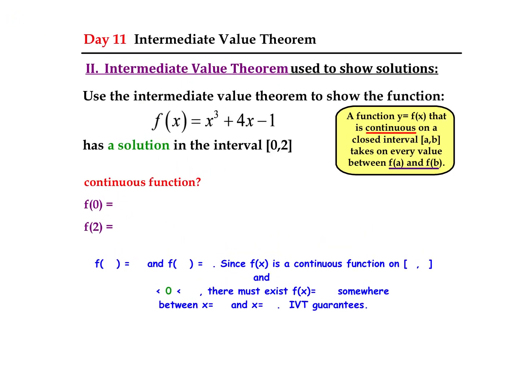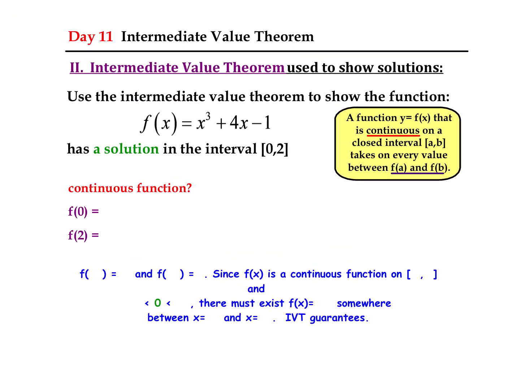All right, so now how do we put this to work? I want to use the intermediate value theorem to show that this function, x cubed plus 4x minus 1, has a solution, so it has an x-intercept in the interval 0 to 2. So I've got some cubic function, and I want to prove that it has an x-intercept somewhere between 0 and 2.